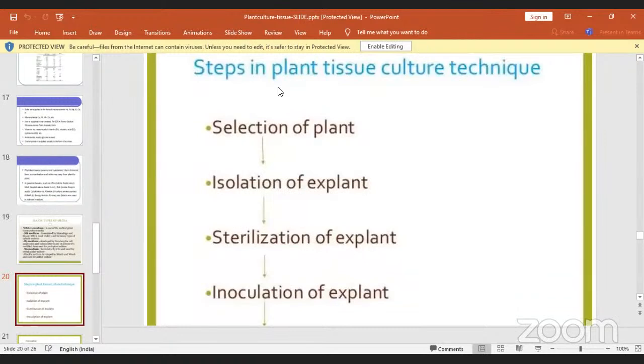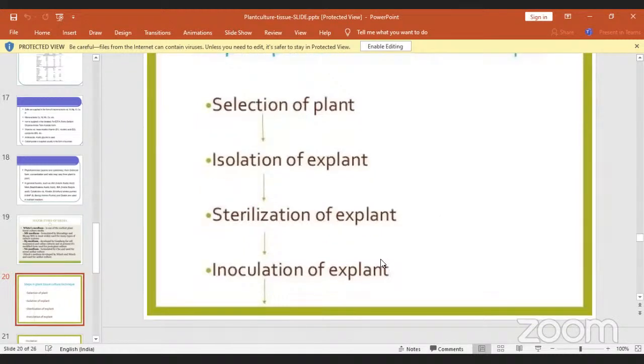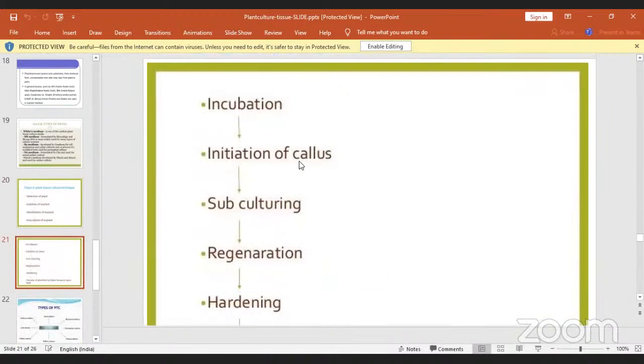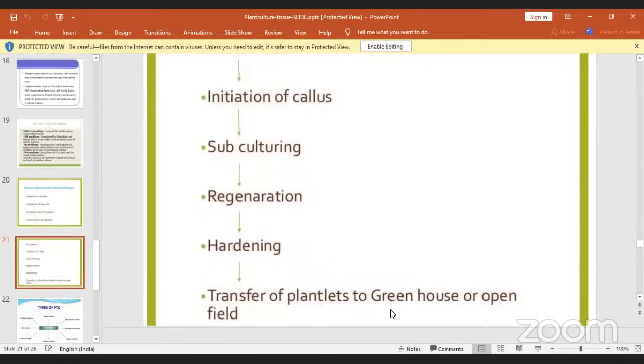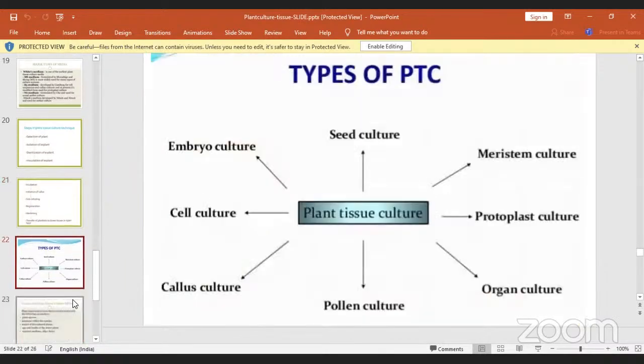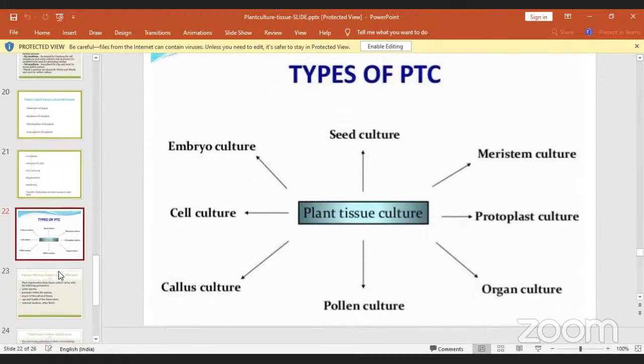So you see, these are the steps in plant tissue culture. First, selection of parent. Next, isolation of explant. Next, sterilization of explant. Next, inoculation. Next, incubation. Initiation of callus. Subculturing. Regeneration. Hardening. Next, transfer of plantlets to greenhouse or open field. So these are different types of plant tissue cultures: seed culture, meristem culture, protoplast culture, organ culture, pollen culture, callus culture, cell culture, and embryo culture.